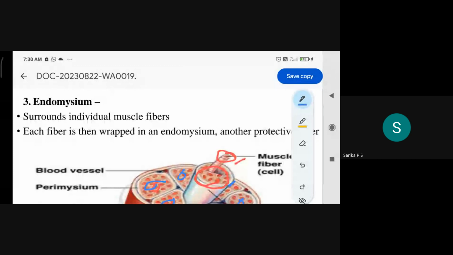So, if we go in ascending order, at first we find a single muscle fiber, that is the muscle cell, covered by endomysium. Then a bundle of muscle fibers makes a fascicle, which is covered by perimysium. Next, a bundle of fascicles makes a single muscle, and this muscle is covered by epimysium. I think this is clear now.